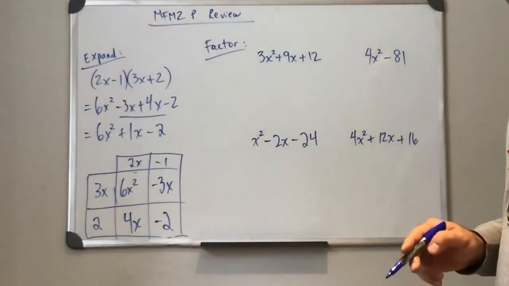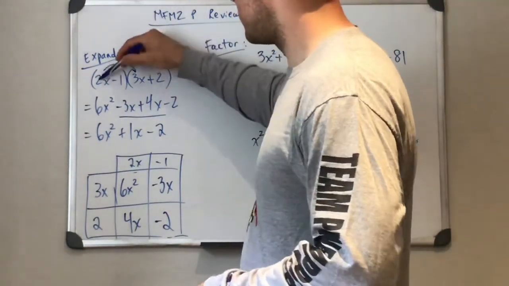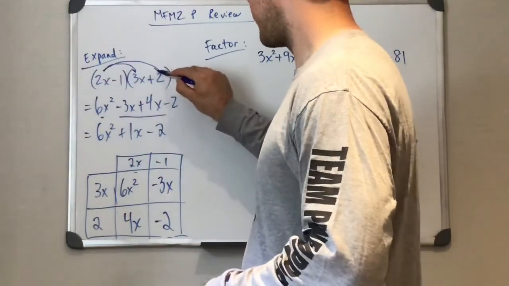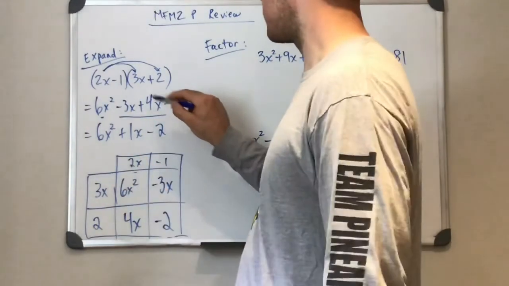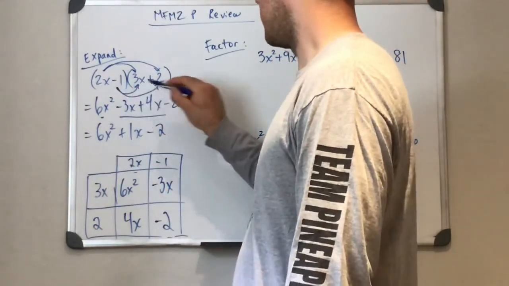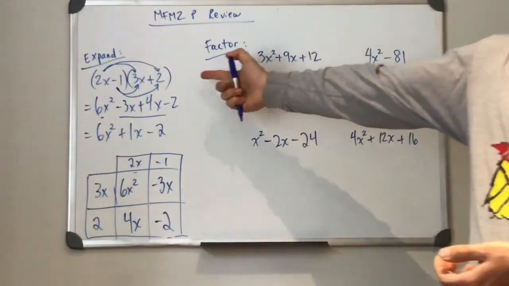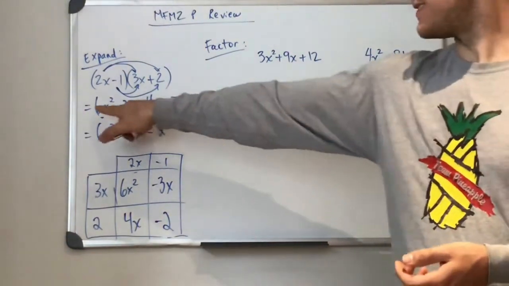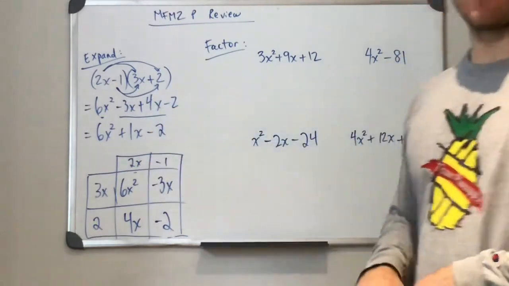You could have done this using the FOIL method. Our first ones, 2x and 3x, gave us 6x squared. 2x times 2, there's our 4x. It's just kind of in a reversed order. Negative 1 times 3 is negative 3x. Negative 1 times 2 is negative 2. So using our FOIL method or our chart method, we end up with this expression here, and then we can put our x terms together and be all done.